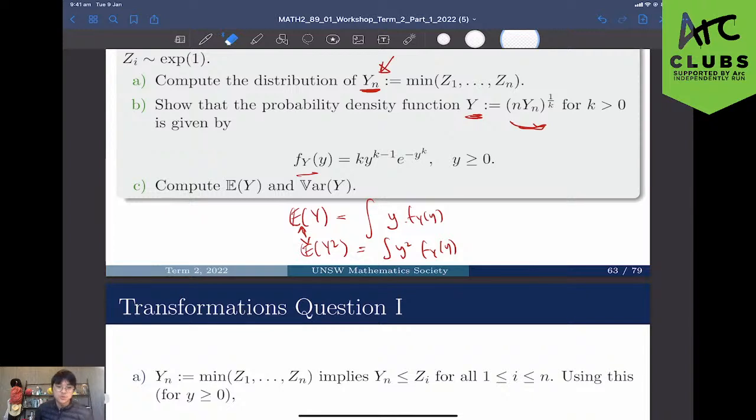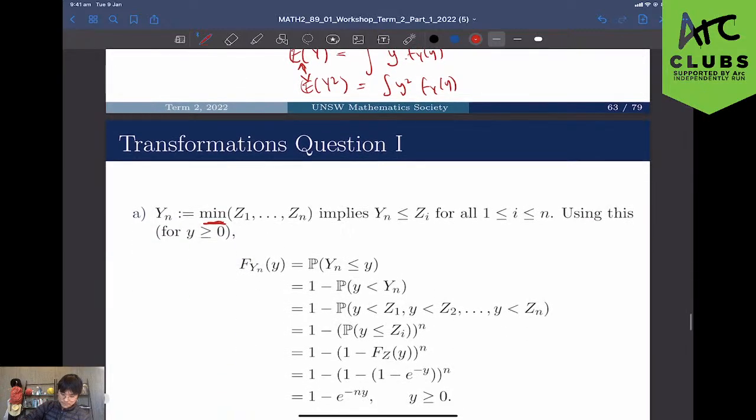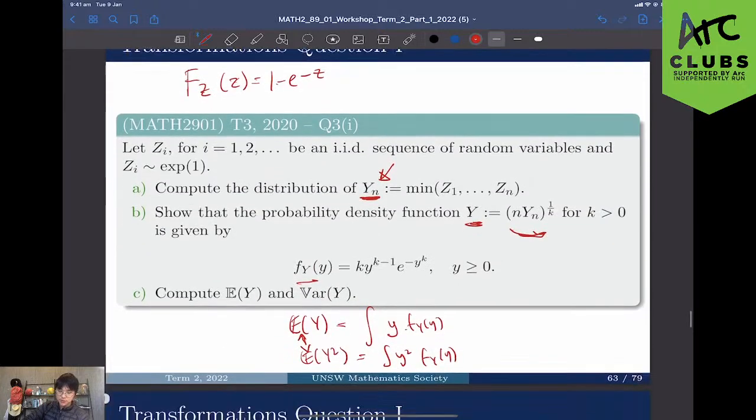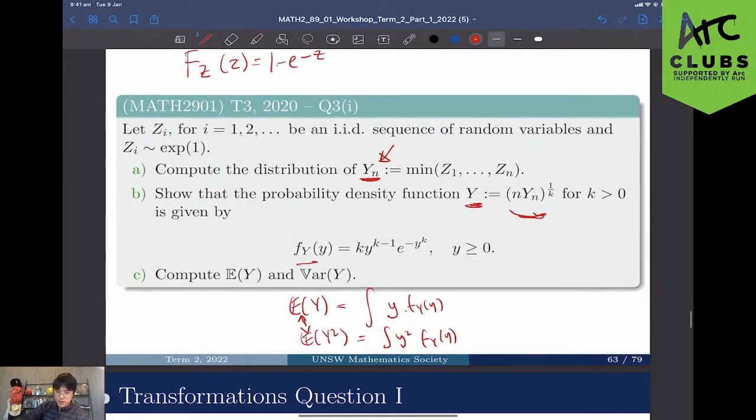When we're given questions where we have a random variable that's the minimum of a sequence of random variables, that usually tells us that we're going to get a product of CDFs, and we'll see why. But just in future, when we have minimum or maximum questions, keep in mind that what we're eventually going to try to get to is a product of CDFs. So we want to find the distribution of Yn.